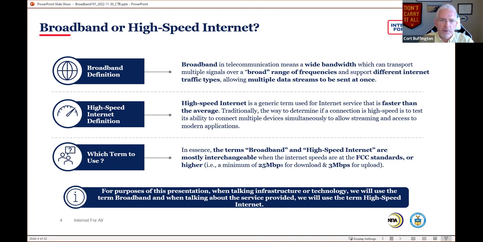High-speed internet is more of a generic term used for internet service that is faster than average. Okay, well, what does faster than average mean? Traditionally, it was determined to be a high-speed connection if a connection could support multiple devices simultaneously, allowing them streaming access to multiple modern applications. So for the most part, you'll hear the terms high-speed internet and broadband used fairly interchangeably. FCC standards refer to broadband and high-speed internet as faster than 25 megabits per second downstream and 3 megabits per second for upstream. And for the purposes of this presentation, when I say the words high-speed internet, I'll be referring to the service that is provided to the end user. And when I say broadband, I'll be usually talking about the technologies used to deliver.